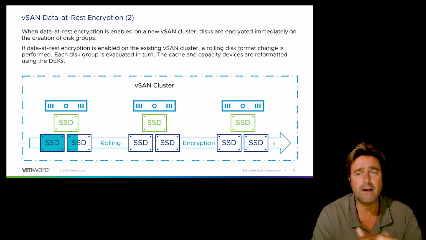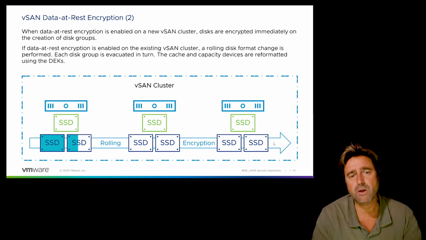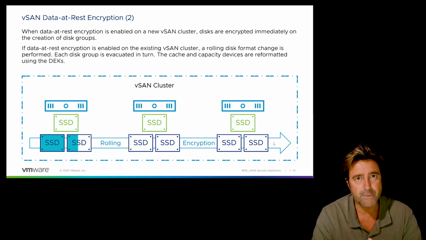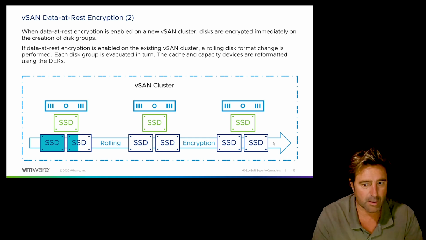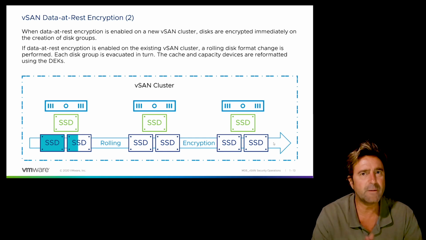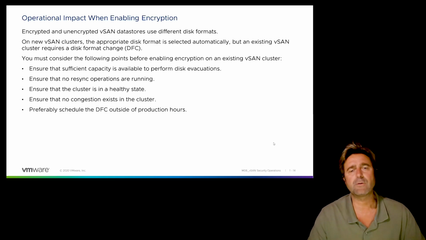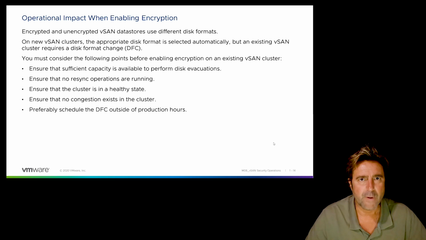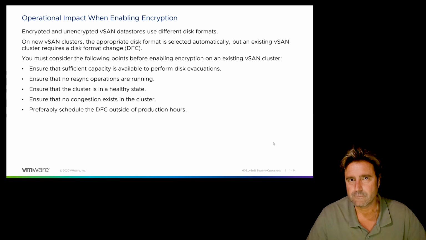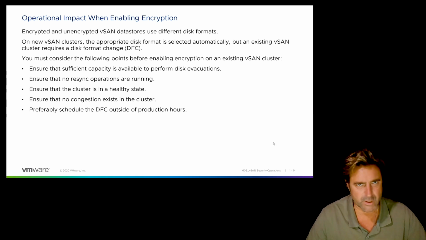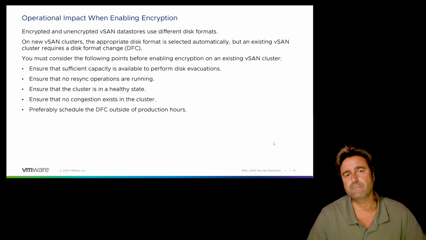You have the choice to move data around. And when you take a look, you can see it says when data at rest encryption is enabled on a new cluster, not what we have, but a new cluster, disks are going to be encrypted as soon as you create the disk groups the first time. But here we already have VMs. And if you think about it, if we're going to be deleting disk groups, the question is, what do we do with the data? So you have a couple of choices. One is not to take any chances and move all the data around. The other one entails that we enable a feature that is called allow reduced redundancy. And we're going to talk about that in a second.